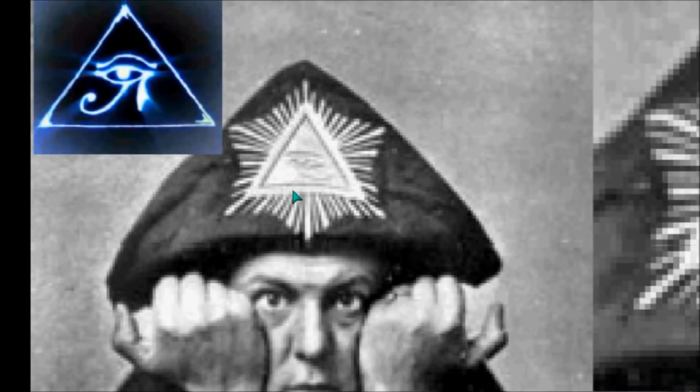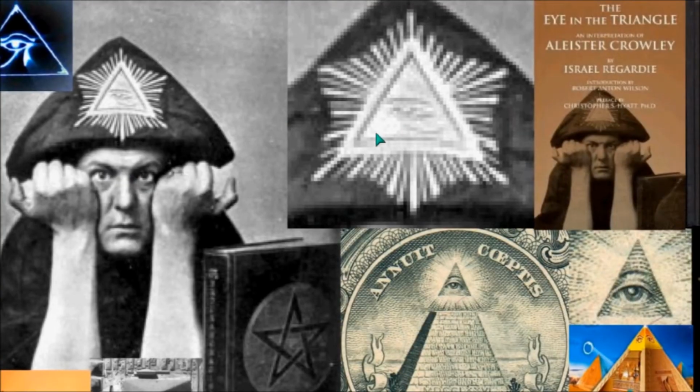And this is the Egyptian style eye, as you can see here. It has illumination around it. This is the Eye of Horus, and so this is a Satanist wearing the Eye of Horus. This is a closer image of that.